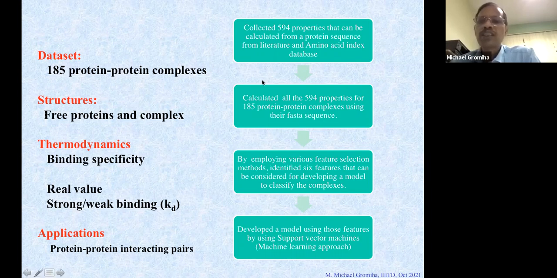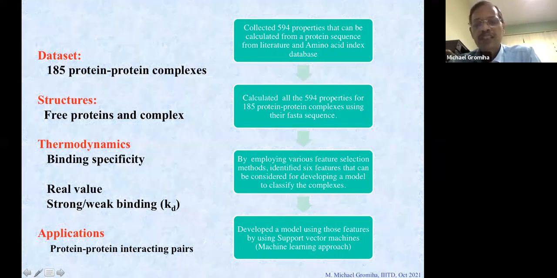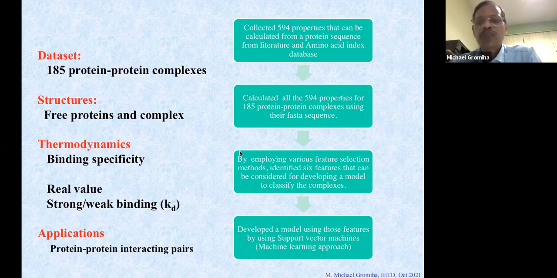So we manually curated these features and reduced the number of features to about 50 to 60 features which are relevant to protein-protein complexes. Then we used the additional features that we obtained from our analysis, like the positive charge residues, aromatic residues, or the residues forming electrostatic interactions. Then we used feature selection methods to identify the specific features which are important for this discrimination, and with these features, we developed machine learning techniques.